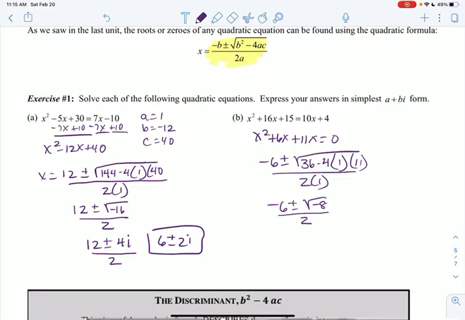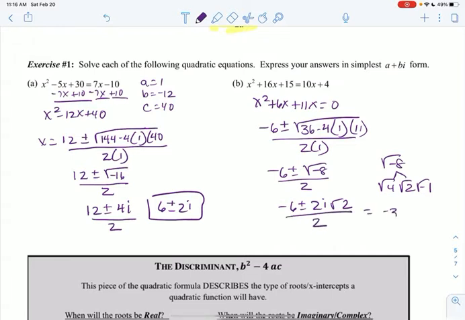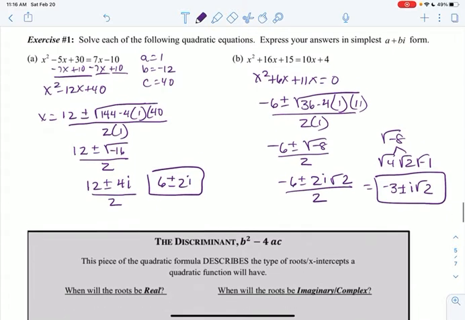And then I simplify the negative 8. Negative 8 simplifies to 2i radical 2. If anybody got lost on that, it's radical 4, radical 2, radical negative 1. The radical 4 is 2, and the radical negative 1 is i. And that's all over 2. And then I can simplify that. So it's negative 3 plus or minus i radical 2. And there's my answer.